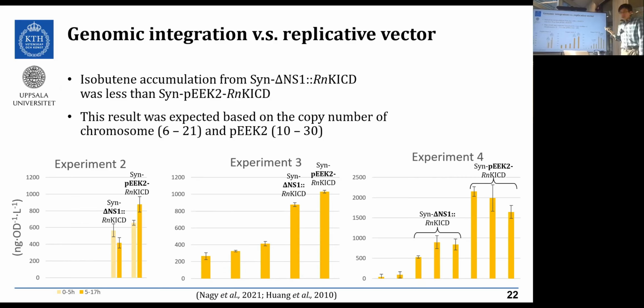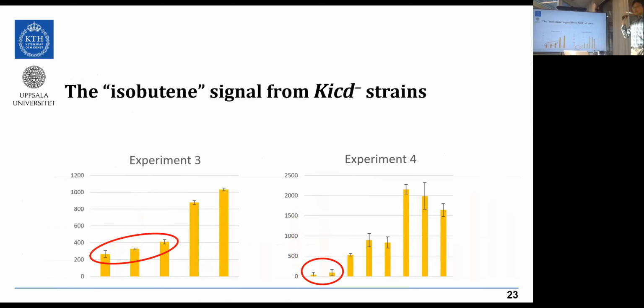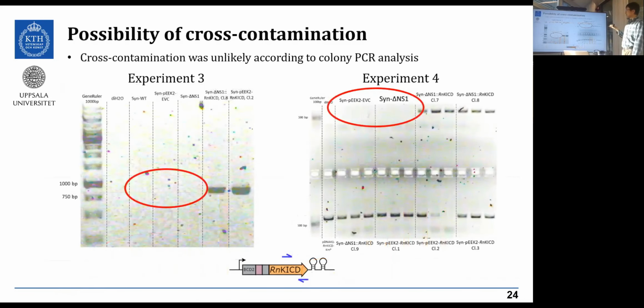And now the elephant in the room: why was there an isobutene signal from the KD minus strains? The first logical explanation is cross-contamination, but the colony PCR result shows otherwise. I took these samples after the GC measurement, and the colony PCR result shows that the KD gene was not present in any of the cultures of the KD minus strains, which means that cross-contamination is very unlikely.